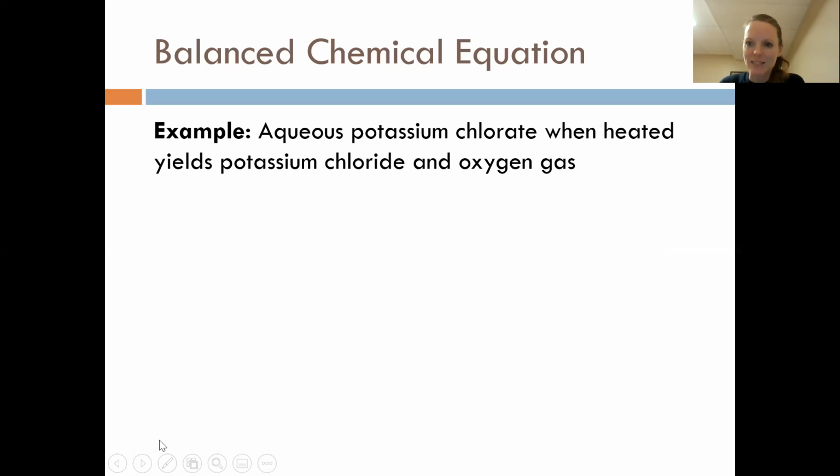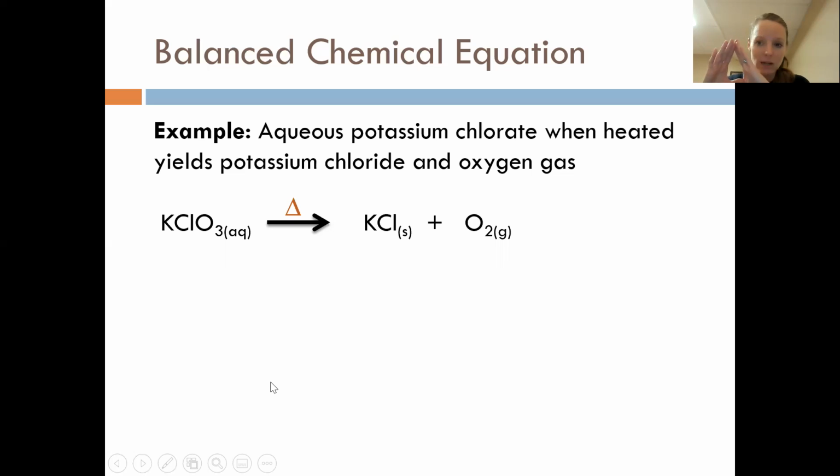Aqueous potassium chlorate, when heated, makes potassium chloride and oxygen gas. So potassium chlorate is +1 -1. It's aqueous. When it's heated, it becomes potassium chloride, which is KCl, +1 -1, and oxygen gas. It says it's heated, so I have to add my little triangle, my delta sign, above the arrow. So heat is going into this to make it happen.